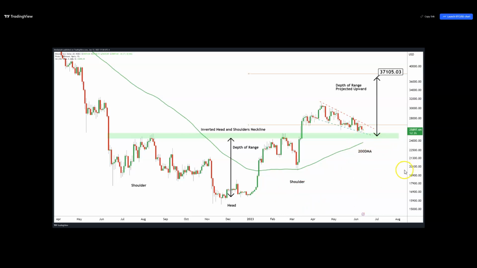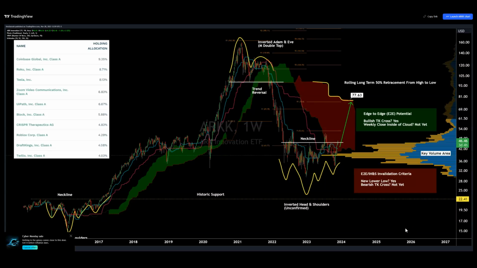I don't need to know anything else. I don't need to know about ETFs. I don't need to know about the halving, just technicals, right? And here's some great chart puke. This is ARK. Again, your system should really work on anything.